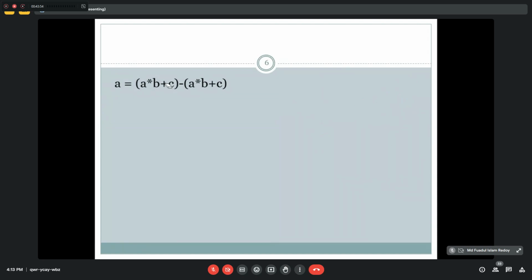A into B plus C. So here, if C were D instead, what would happen? Okay, just a minute. A plus this one. Okay, so let's go to draw the DAG. At first this one, A into B. Then according to that is D.